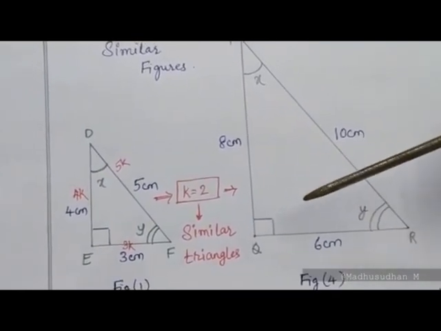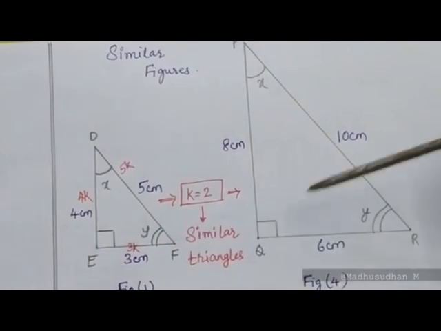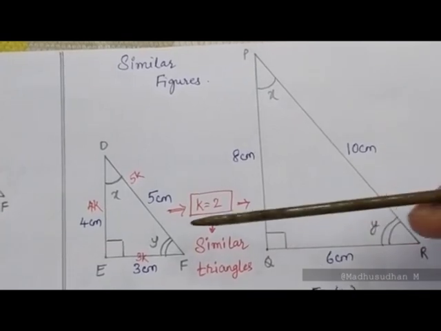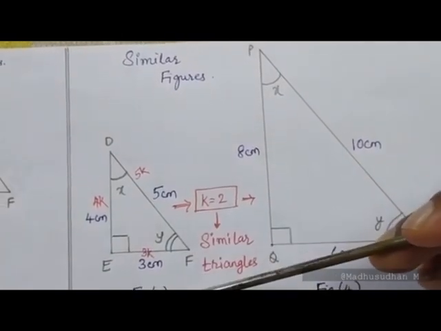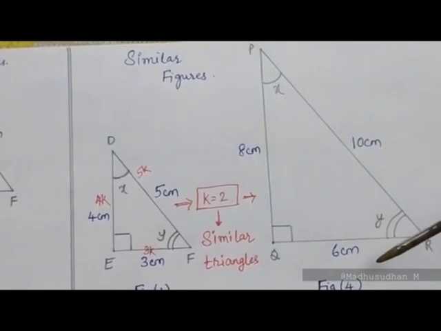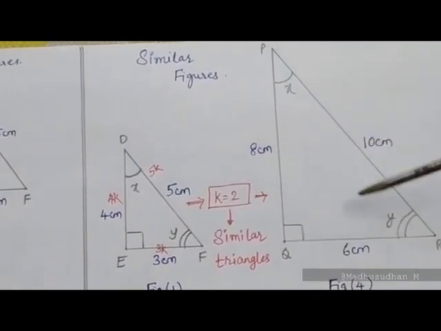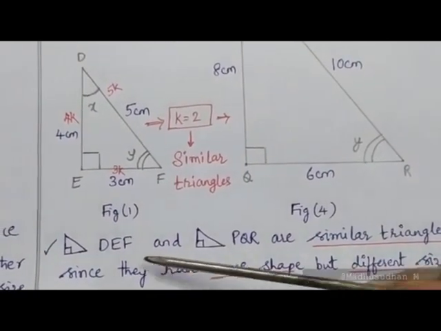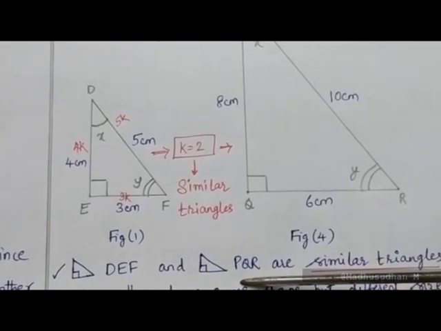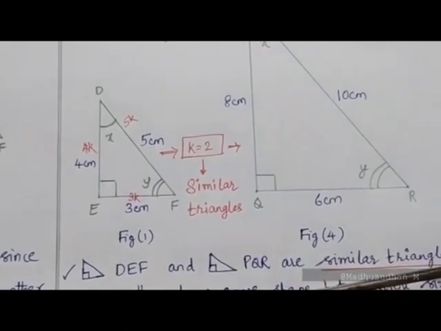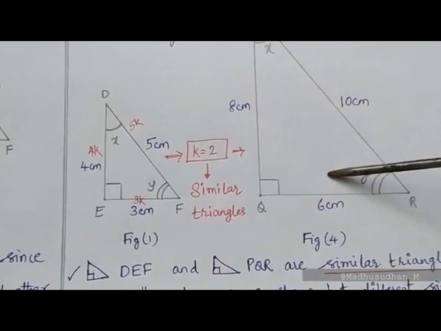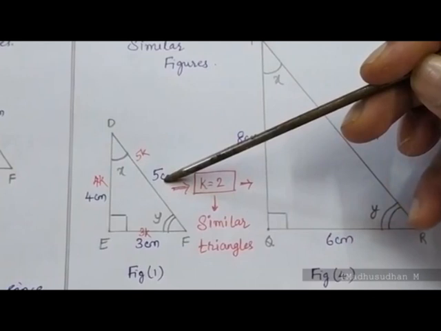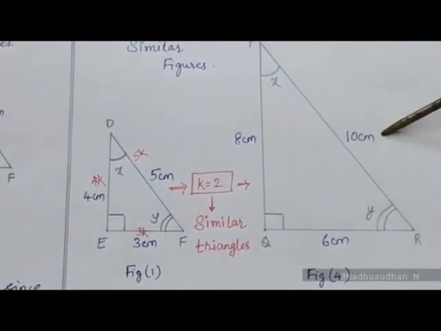And again we can find that the corresponding angles are always equal in similar triangles. Corresponding angles, the angle Y in figure 1 and the angle Y in figure 4, they both are equal. So right angle triangle DEF and right angle triangle PQR are similar triangles since they have the same right angle triangular shape, but they differ in size. Here DF is equal to 5 centimeters, here PR is equal to 10 centimeters.